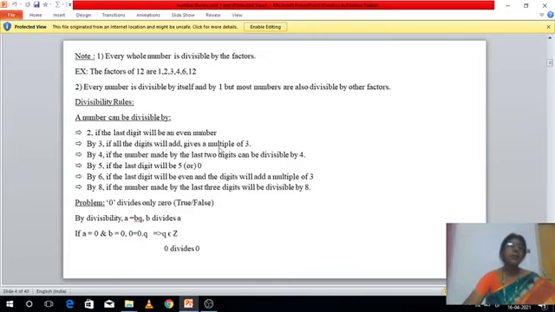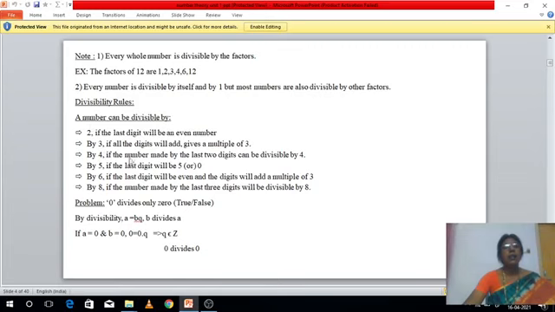A number is a multiple of 3, which means it is divisible by 3, if you add all the digits in the number and the total becomes a multiple of 3. Then the number is divisible by 3.